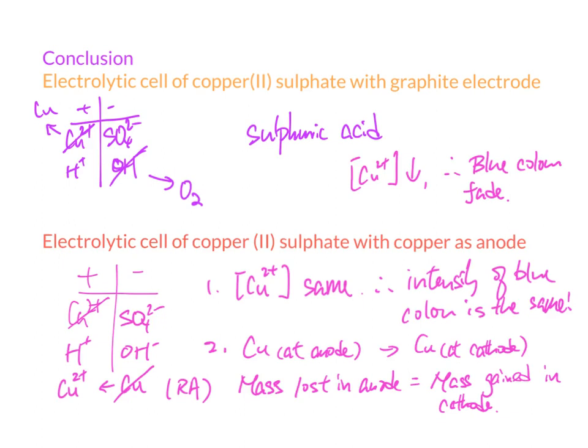Regarding the observation, it is better not to say things like this; this is just to remind you. The observation will then be that at the anode, the copper will become thinner, while at the cathode, the copper will become thicker, so it will increase in size or increase in mass. So that's all for this video.